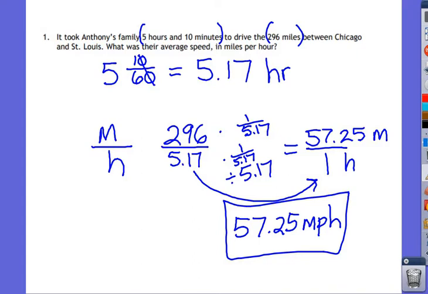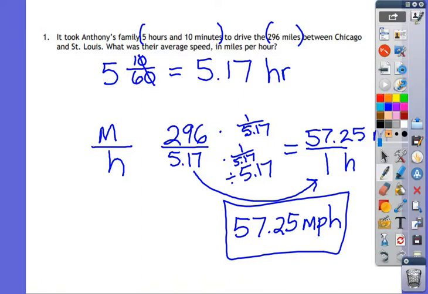Do you want to watch the video clip of how they did it? Yes. Okay, let me log on to that. Okay, the video couldn't pull up, so we're not watching the video. So we're going to go on to problem number 2 in our textbook.